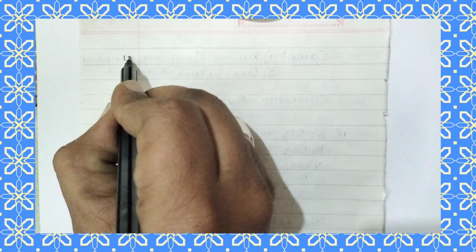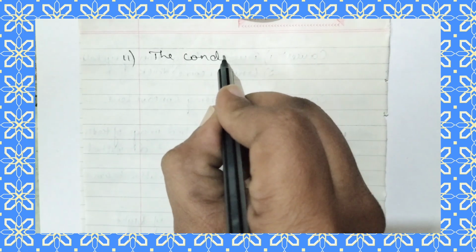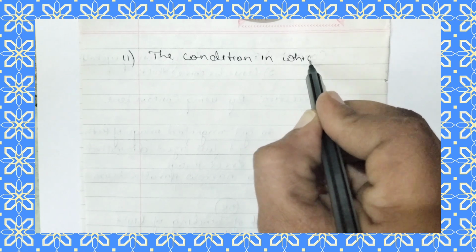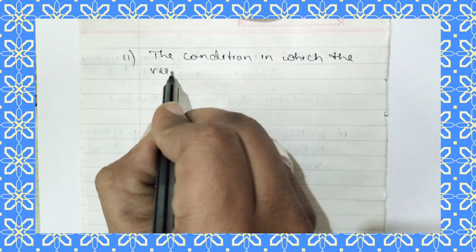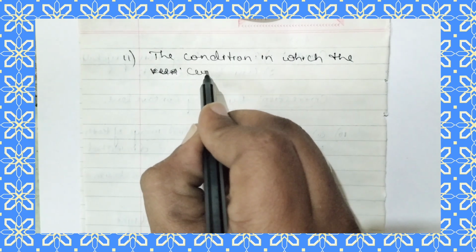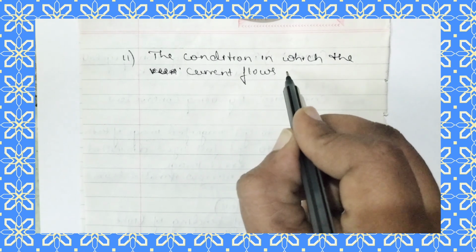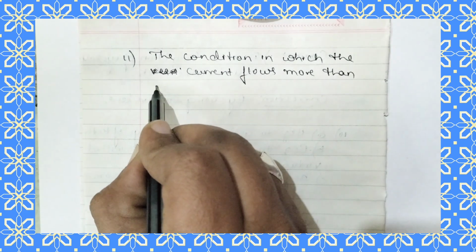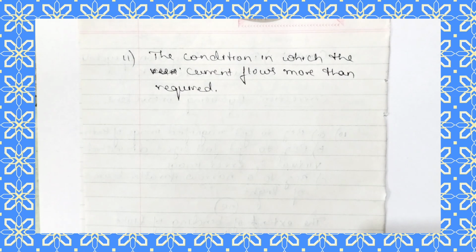So the 11th one: what is overloading? The condition in which current flows more than required is called overloading.